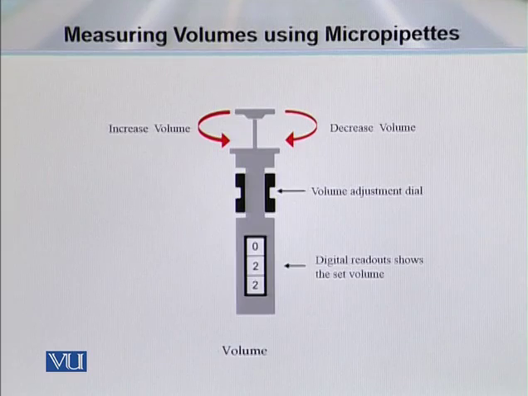Volume adjustment can be done by rotating this volume adjustment dial clockwise or anti-clockwise. In one direction, it increases the volume. In other direction, it decreases the volume. The volume can be read out from digital volume indicator. As you can see in this slide, the volume is 22 microliter which can be taken up.